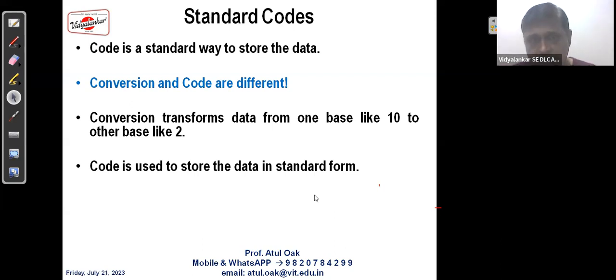We started the discussion of standard code. I said code and conversion are different. Code is for standardization.